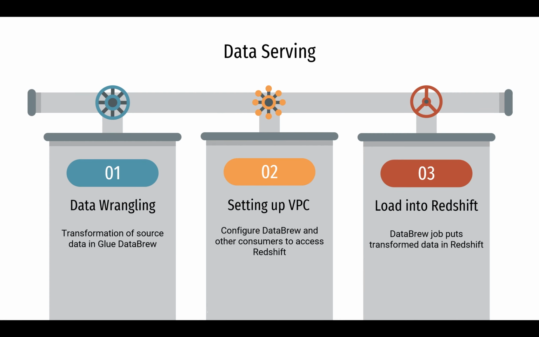So in our data serving stage, we have 3 key points that we have to do. The first is data wrangling, which involves transformation of source data. The second is setting up the VPC, which configures Data Brew and other consumers to access our Redshift cluster. And then third, we have loading into Redshift using our Data Brew job. So I'll go through that one by one in detail.